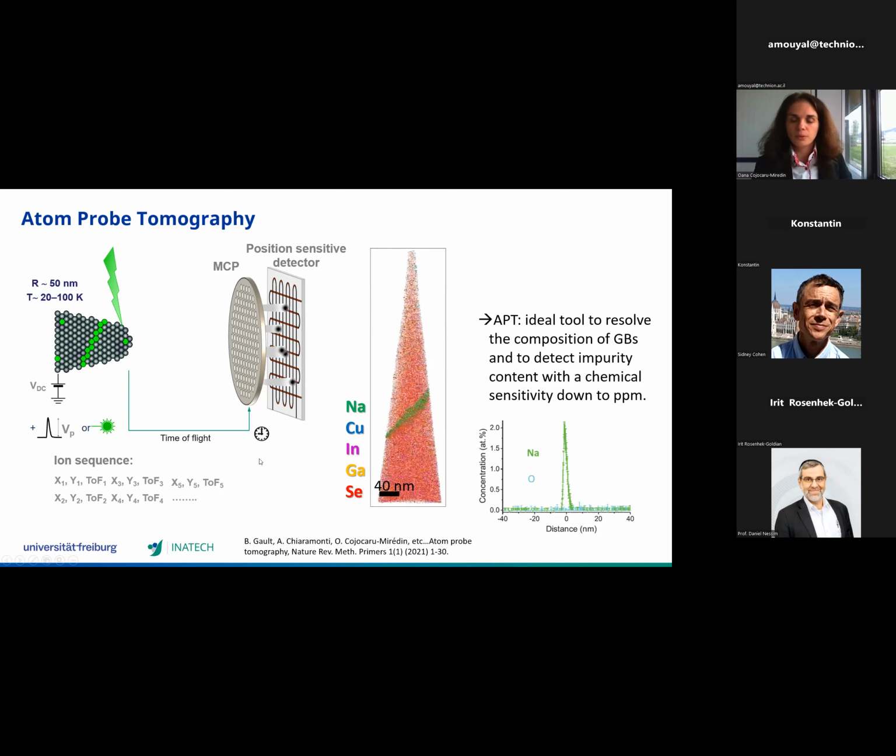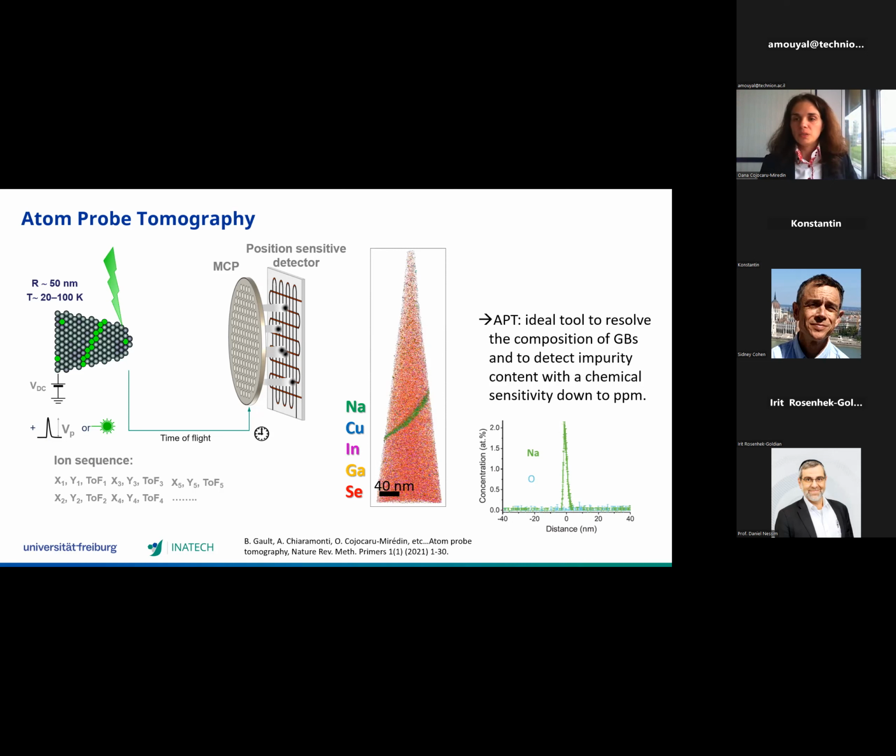So this is a typical 3D map that we have in atom probe tomography. This is a copper indium gallium diselenide thin film solar cell, which is used as an absorber for the solar cell materials. There was the question, because sodium had strongly improved the efficiency: what is the role of sodium and where is it localized? With atom probe tomography, we show for the first time that indeed sodium, here in green, is strongly segregated at the grain boundaries, and we could even give the exact composition at the specific grain boundary.